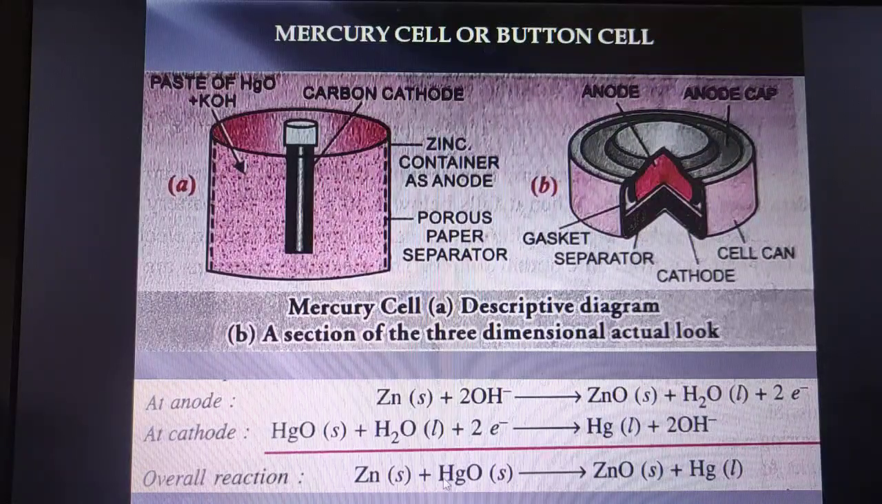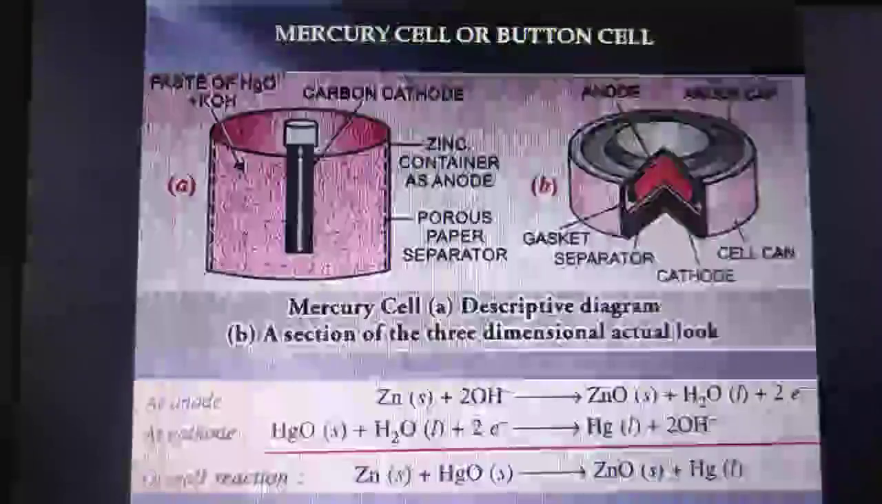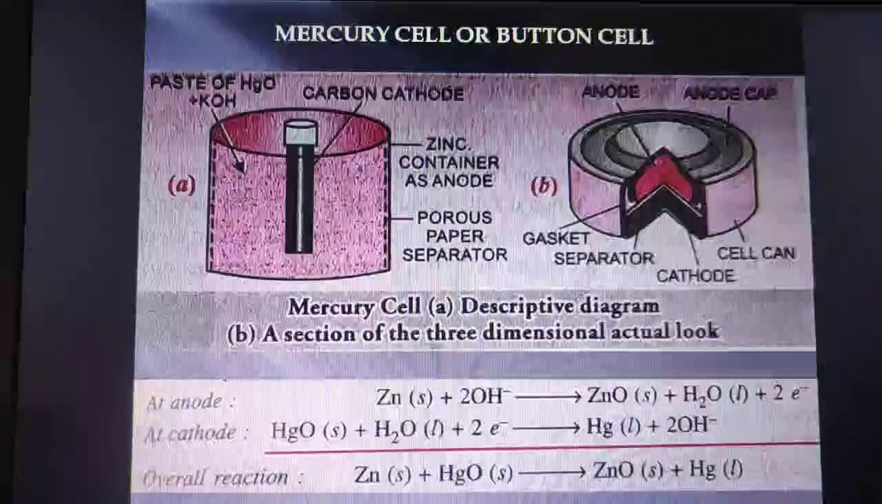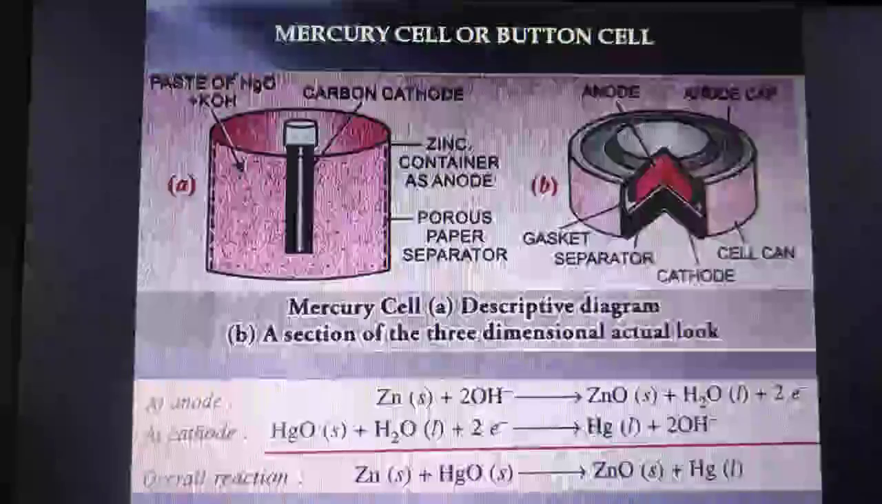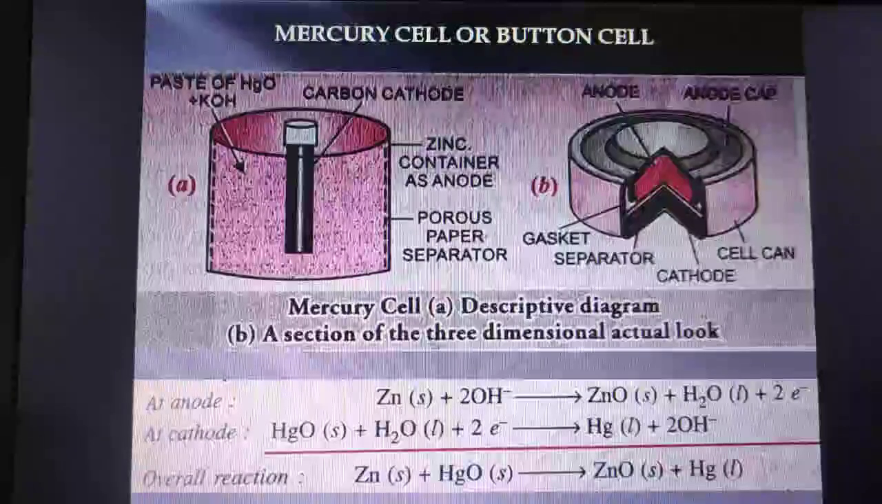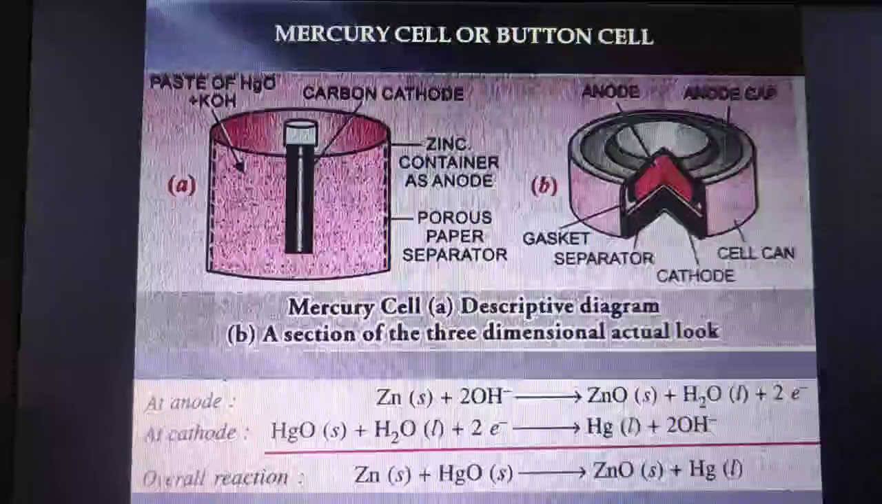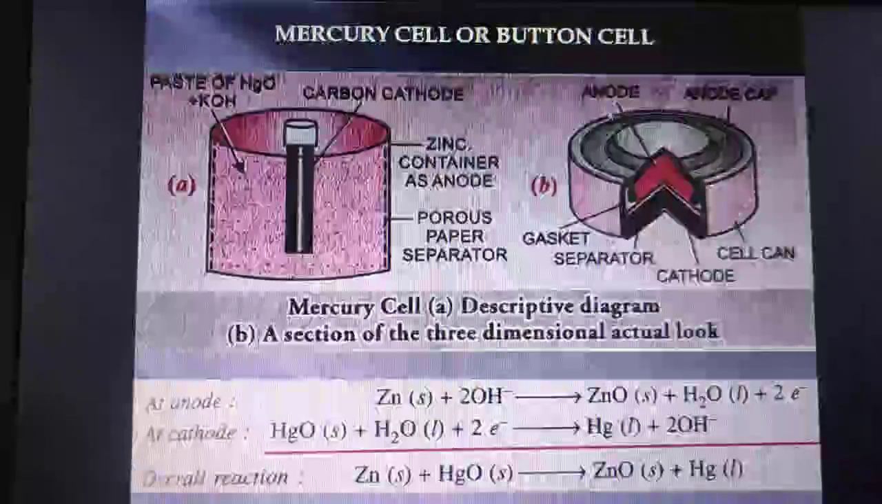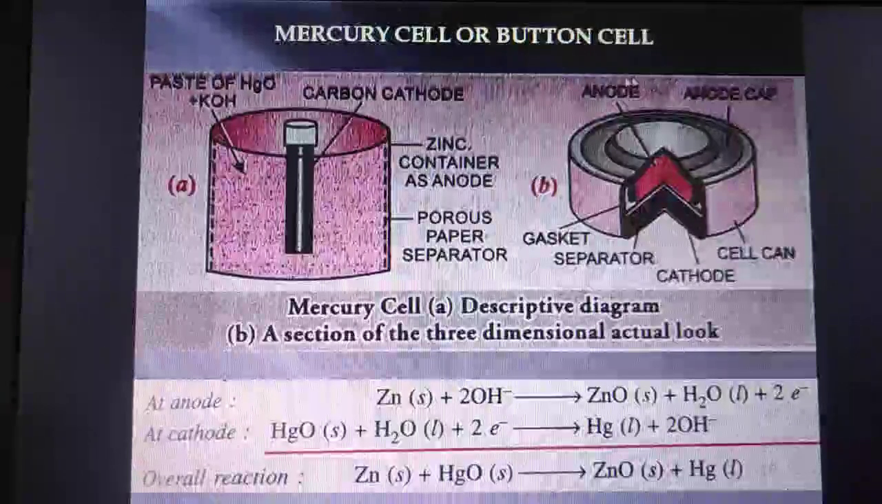However, the spent cell should be reprocessed for mercury recovery or treated to prevent mercury or mercury compounds from entering the atmosphere, because it is a poisonous metal and causes pollution. Because this also looks like a pellet type, like a tablet, it is also known as button cell.